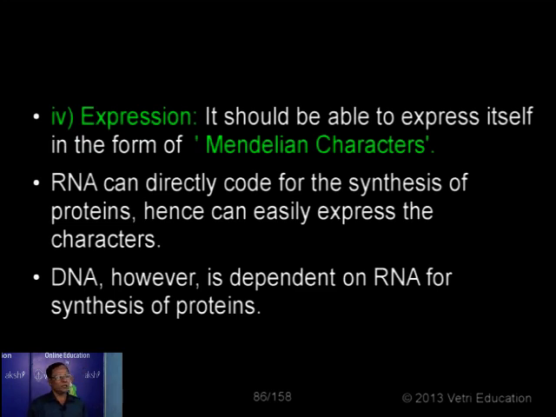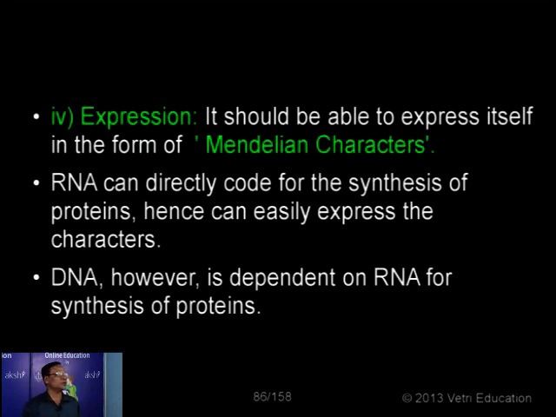Suppose DNA or RNA is being considered as a genetic material. And what are the qualities of genetic material? If you are considering a particular material as a genetic material, it should have four important characteristics. Number one, replication. Number two, stability. Number three, mutation. And number four, expression.